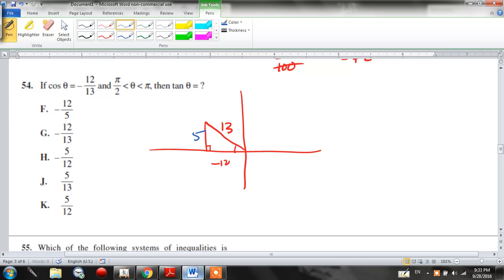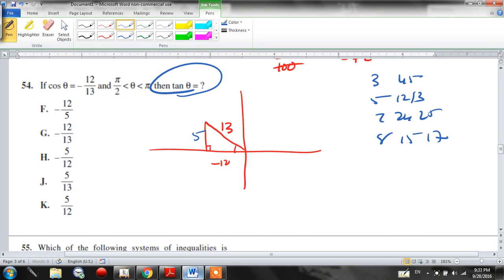This is a 5, 12, 13 triangle. 3, 4, 5, 5, 12, 13, 7, 24, 25, 8, 15, 17, the Pythagorean triplets. So we ask for tangent. Tangent is, this is theta, opposite over adjacent, negative 12. So the tangent is negative 5 over 12, like that. So this is from the unit circle, and when there are negative numbers you have to look at where this is. This is between pi over 2 and pi right there. And obviously the x coordinate is negative, you just put the negative over there, and the y coordinate is positive, like that.